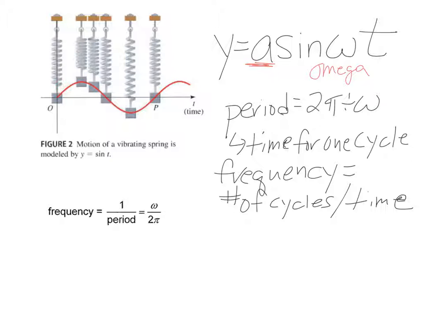And then the frequency is the number of cycles for a given period of time. And the frequency is the period flipped over. So frequency and period are the flipped over of each other. Period is 2 pi divided by omega. Frequency is omega divided by 2 pi. And of course, all of this is also true for cosine, and a negative out in front will still flip the graph over.